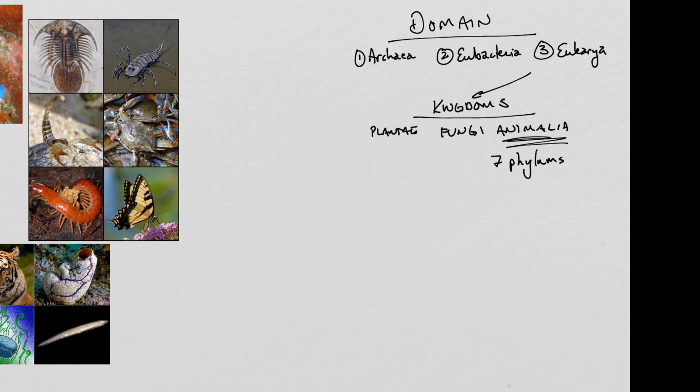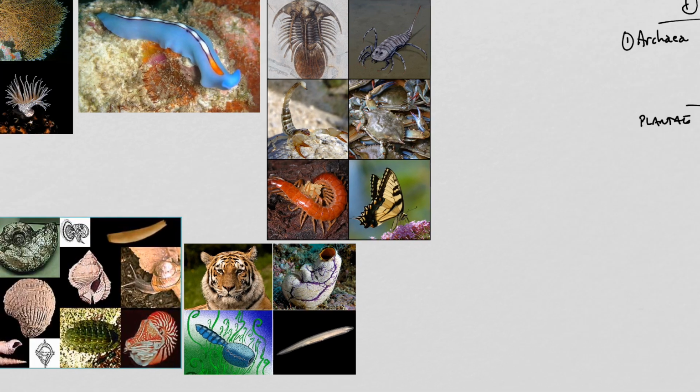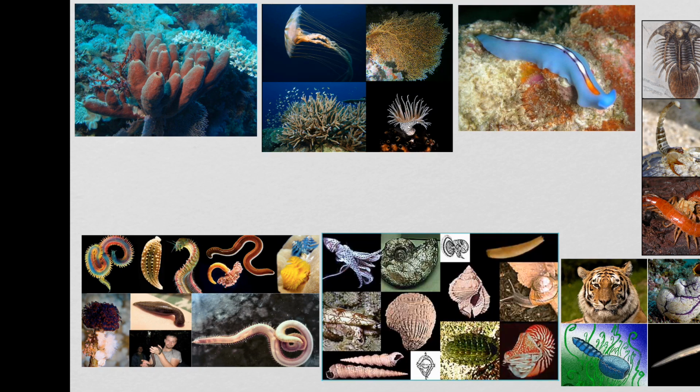And as a grade, I'm going to ask you to make a dichotomous key for one of them. Okay, so let's learn about 7 different phyla under the animal kingdom. All right, so we're going to start over here.